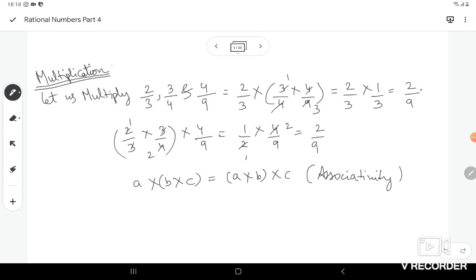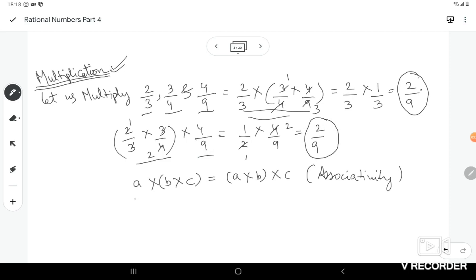Now let us see how it behaves in case of multiplication. Let us multiply three rational numbers 2/3, 3/4 and 4/9. On multiplying and solving and cancelling to make it reducible, we get the result as 2/9. Now solving the same thing in a different way as (2/3 × 3/4) × 4/9, we again get the result as 2/9.